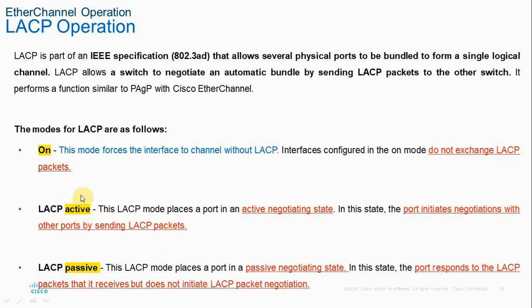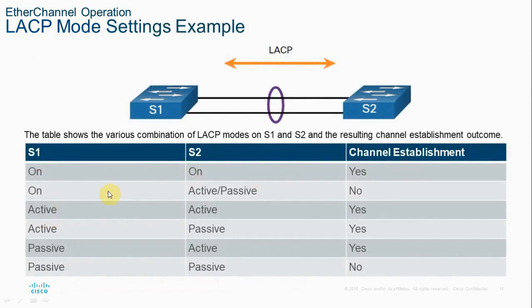LACP active means the switch port which is configured as active will make active negotiation. Active negotiation means they will ask the other port whether you are ready for LACP. Then the other port should reply. It has to be configured as passive. Passive means it will reply, yes, I am ready. Here also we have on, on, yes; on, active or passive, no; active, active, yes; active, passive, yes; passive, active, yes; passive, passive, no, because both are passive negotiation, EtherChannel not possible. Okay, this is the configuration.